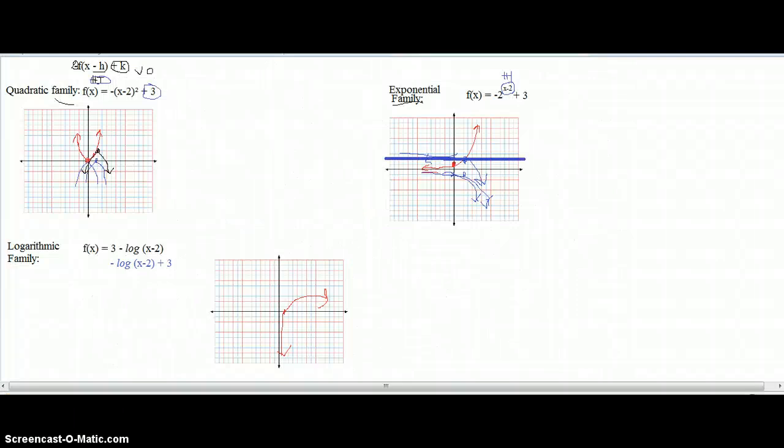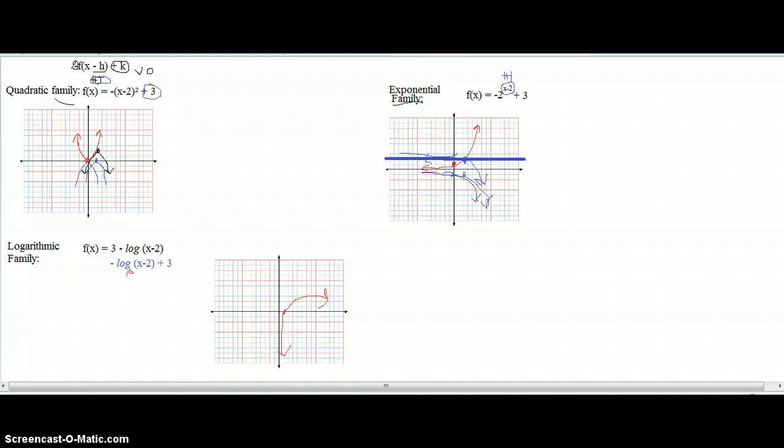What if you don't see a base? If you don't see a base, that means it's base 10. But it doesn't matter what the base is, any basic log function will go through the point 1, 0 and look like this. It'll have a vertical asymptote at the y-axis.